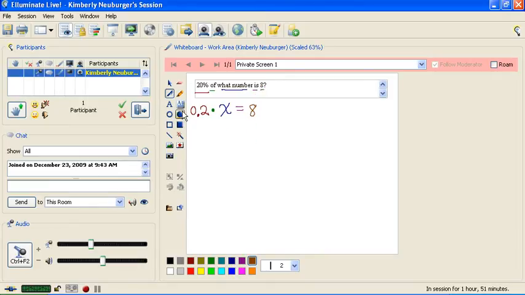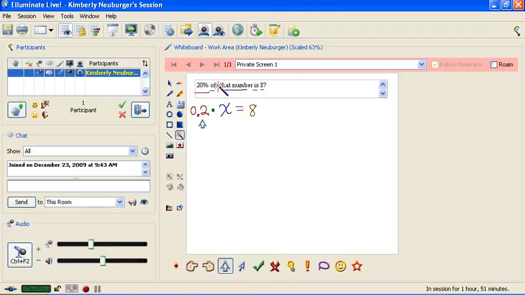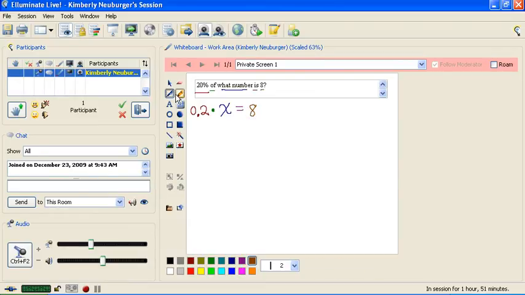Let's make sure what we have matches the sentence. So 20% is the 0.2. Of is multiply. What number is x? Is equals, and 8 is our value at the end. Now to find the answer to this particular problem, all we need to do is solve this equation.